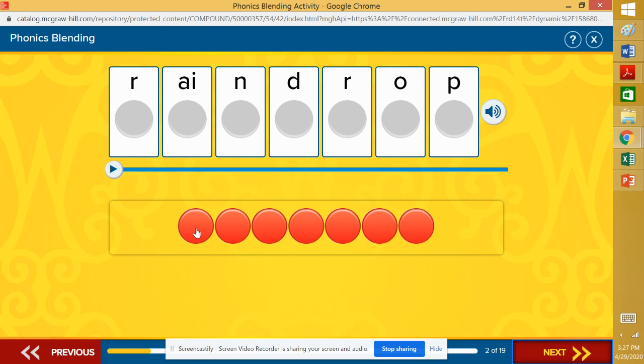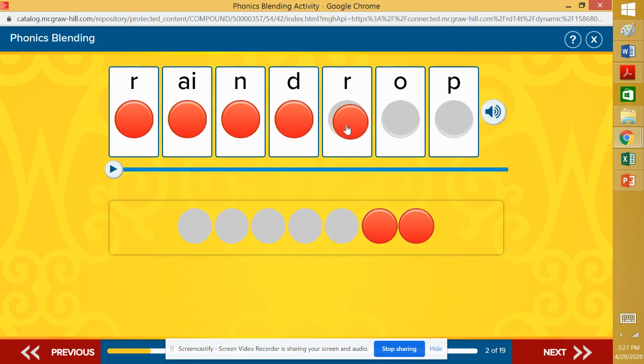Here we have another word. Again, as I look at the tiles where we're going to put our sounds, each tile only has one letter except for our vowel team because it takes both of those letters to make one sound. Let's blend it. R, A, N, D, R, A. Now, let's listen. Raindrop. Okay? Raindrop. Great job, guys.